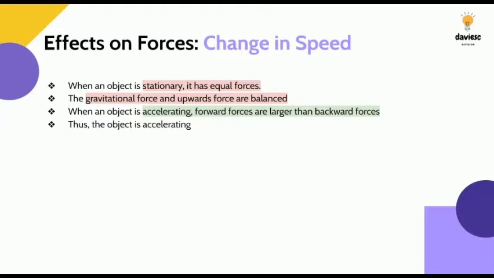But when an object is accelerating, the forward force is going to be larger because it's going forward. It's getting faster going forwards. So it's going to be larger than the backward force and the object accelerates.